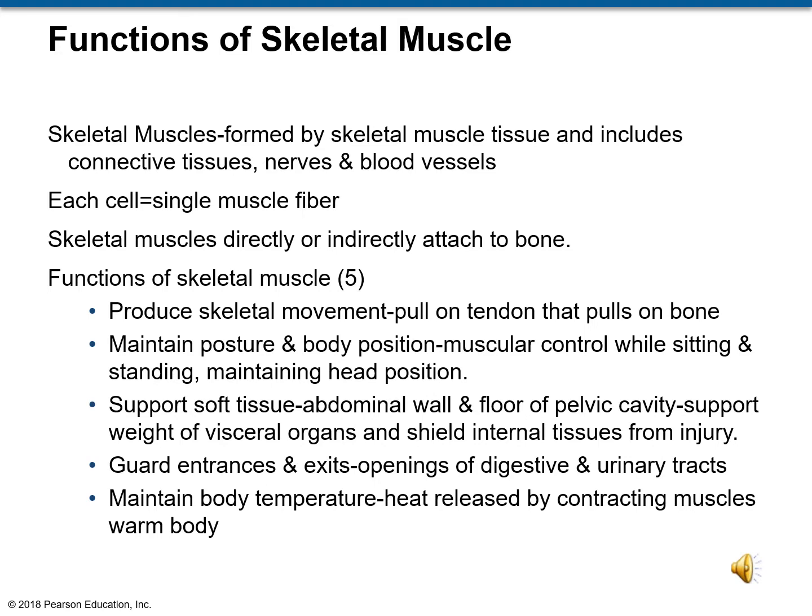1, they produce skeletal movement by pulling on the tendon that pulls on the bone. 2, they maintain your posture and your body position while you're sitting and standing, and your head position. 3, they support soft tissue, such as the abdominal wall and the floor of the pelvic cavity, to support all the internal organs. 4, they guard entrances and exits, openings of the digestive and urinary tract, as well as other openings to the body. And the 5th one is that they maintain body temperature. They do this by producing heat when the muscles are contracting to warm the body.